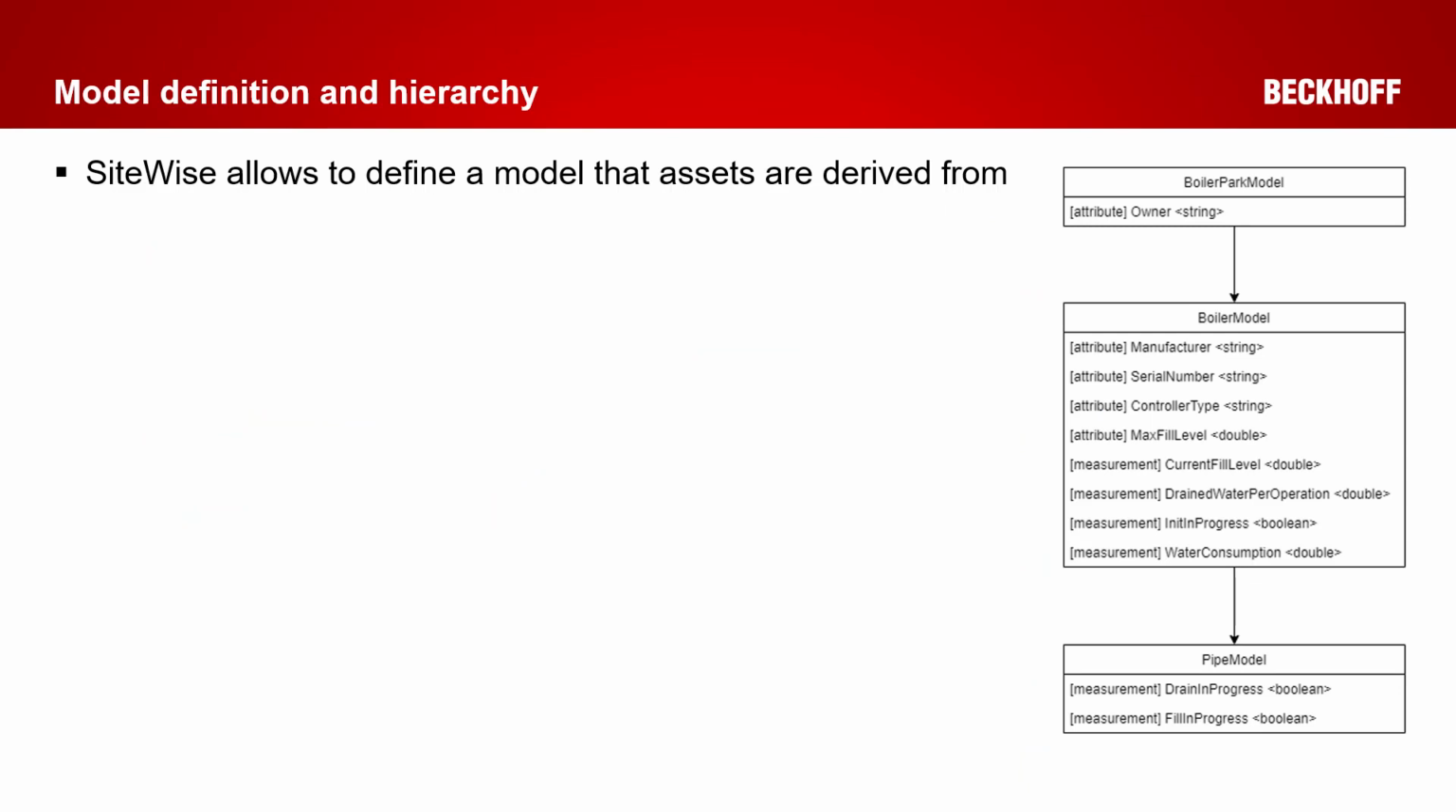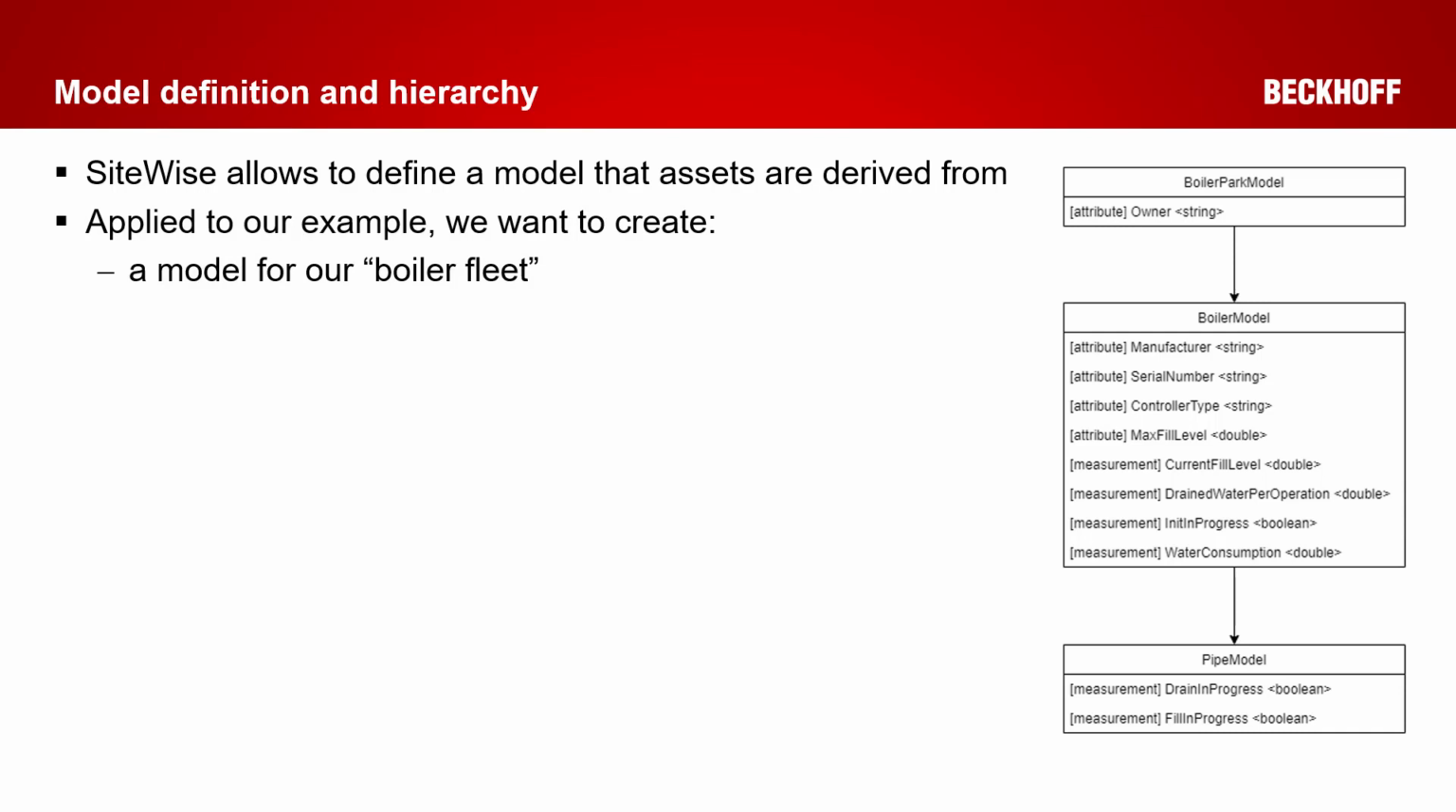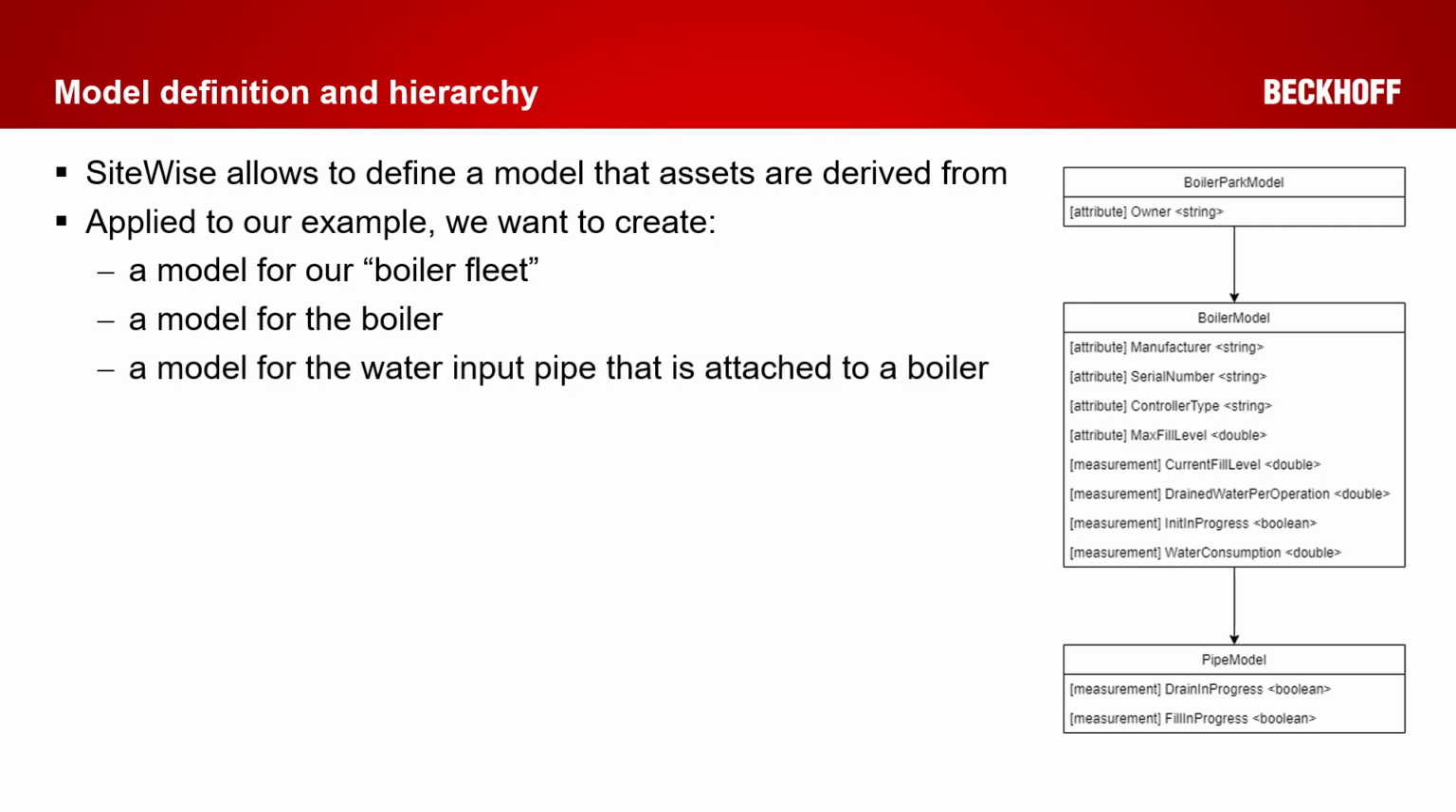So now that we have our data points available via OPC UA, we can focus on the SiteWise configuration. As I mentioned earlier, SiteWise allows to define a hierarchical information model from which you can then create assets. So applied to our example, that means that we want to create, first of all, a model for our boiler park, right? Because we have different boilers and we need to organize them somehow into a boiler fleet or a boiler park. And we need a model for the boiler itself. And we need a model for the water input pipe that is attached to a boiler.